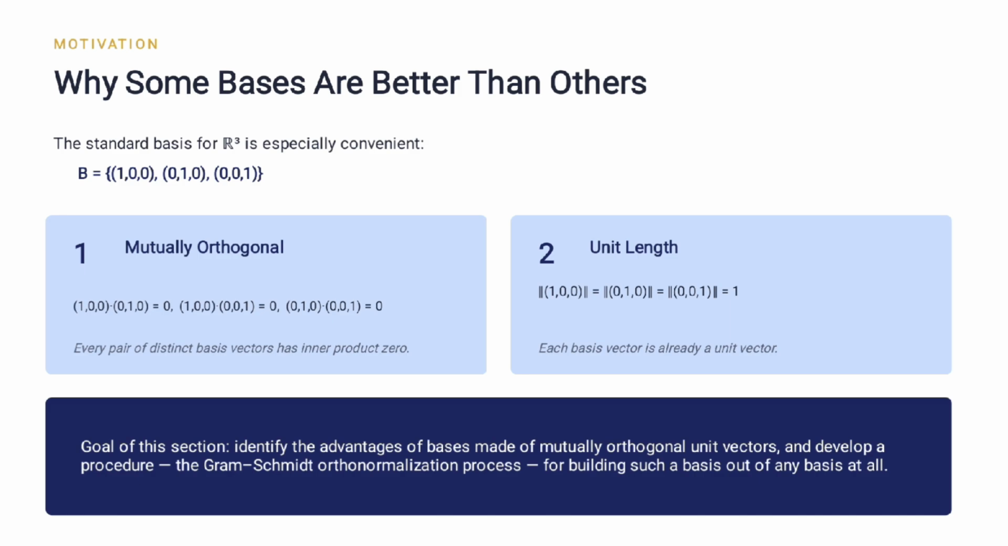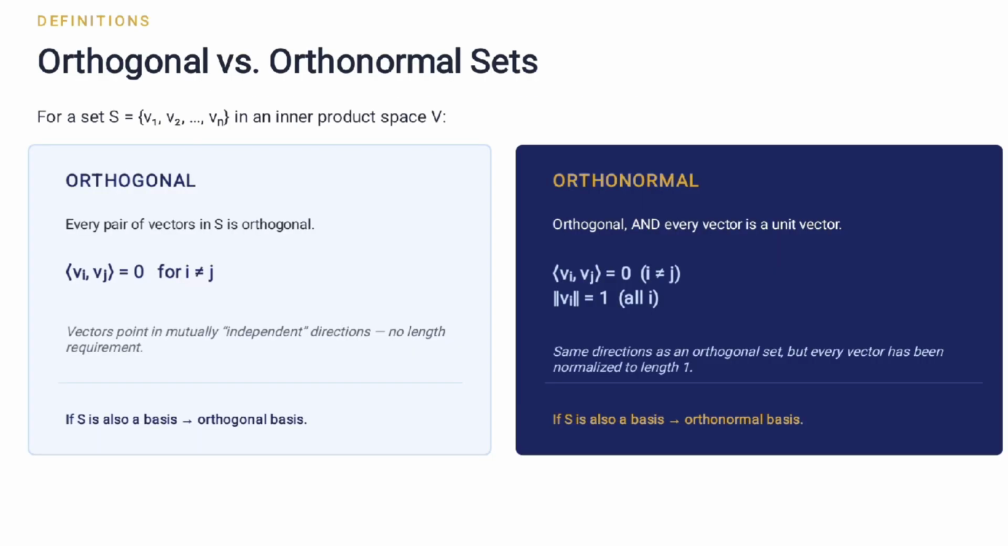So before learning the process, let us first understand why some bases are better than others. The standard basis of R cube consists of the vectors (1, 0, 0), (0, 1, 0), and (0, 0, 1). These vectors are mutually orthogonal, meaning the dot product of every pair is 0. They are also unit vectors because each has a length of 1. When a basis has these two properties, it is called an orthonormal basis. The goal of this lesson is to learn how to transform any basis into this more convenient form using the Gram-Schmidt process.